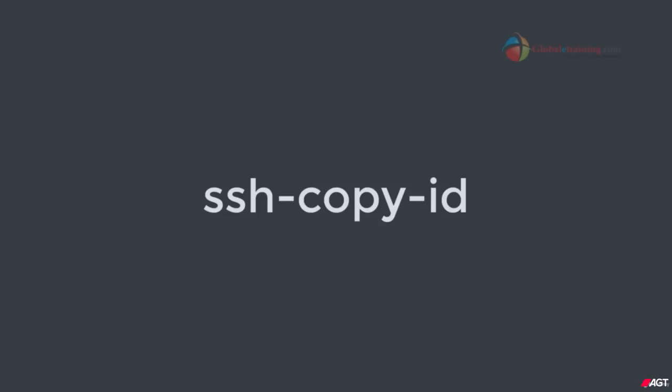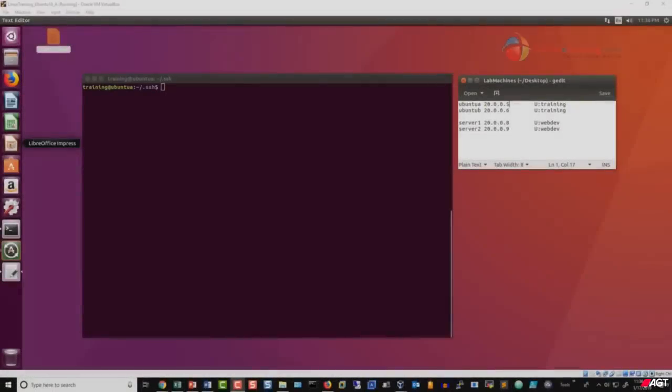Hello everyone, welcome back. In this video, we will look at the ssh-copy-id command. Earlier in the course, we created key pairs, the public key and private key, and copied the public key into the target machine so we could log in without a password using these keys. In this video, we will use a command which will copy the public key for you. So let us take a look at it.